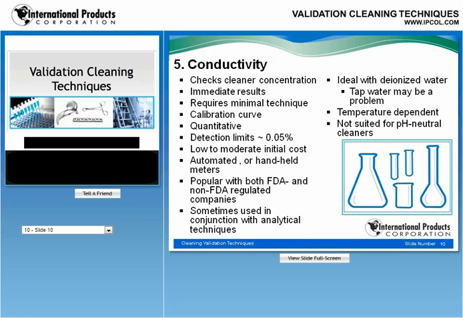Conductivity is a very popular cleaning validation technique. Similar to the previous ones, it checks for cleaner concentration, and it gives results very quickly. It does require a minimal amount of technique, and you do need a calibration curve. It is also quantitative. However, the detection limits are down to about 50 parts per million. The costs are low to moderate, depending on what type of instrument is purchased.